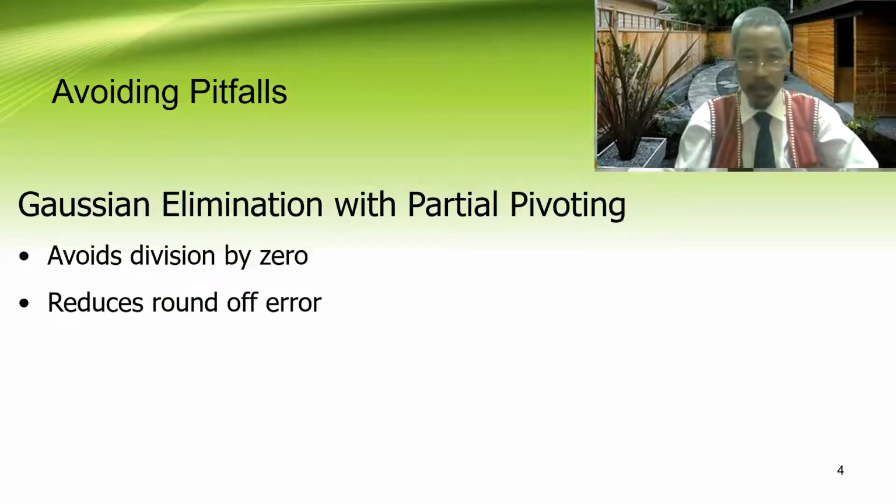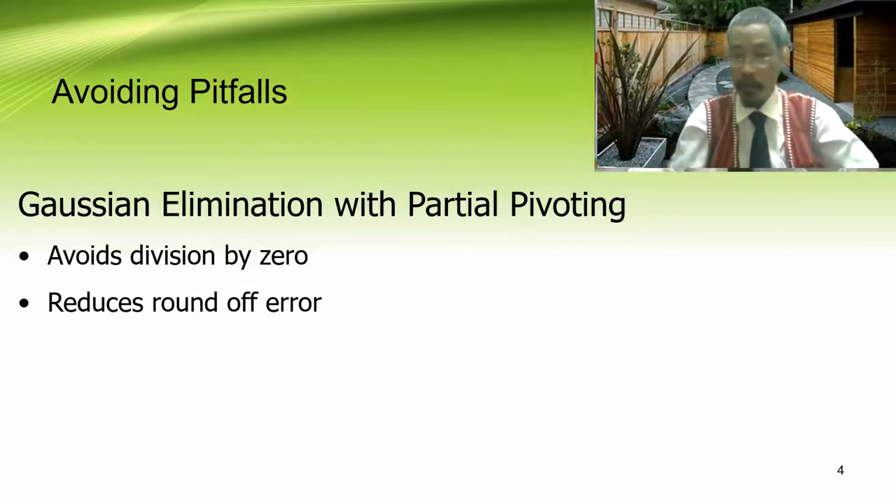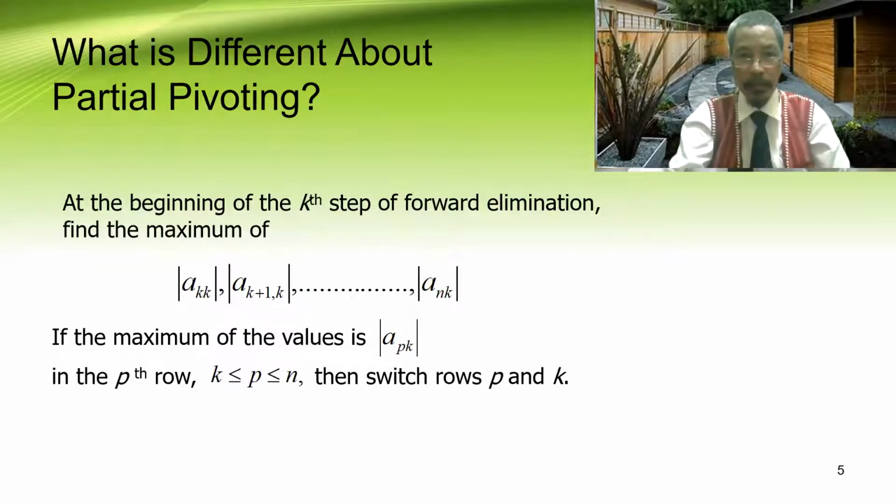Gaussian elimination with partial pivoting avoids division by zero. It also reduces round-off error. So instead of just increasing the significant digits, which does not counteract or avoid the division by zero, we are just going to use partial pivoting instead. Okay, so this is our solution. What is different about partial pivoting?